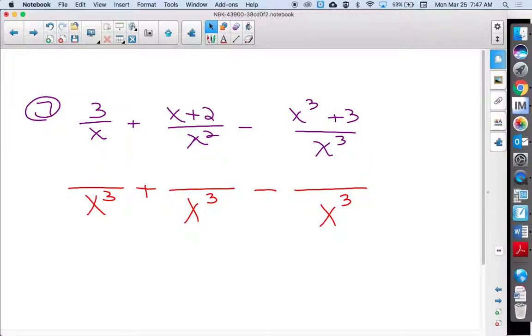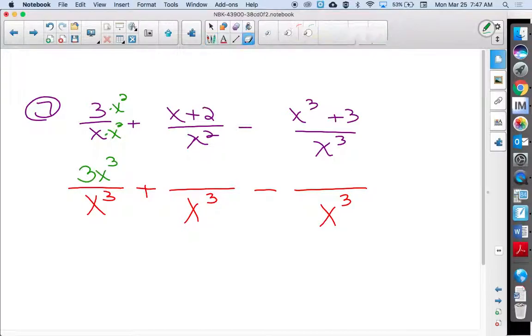Looking at our first one, we have 3 over x. Odette, what does the first one need to make it 3 over x cubed? X squared. Yeah, so this one needs an x squared. That's the part that it's missing, because x squared times x makes x cubed. So now the first term says 3x cubed.